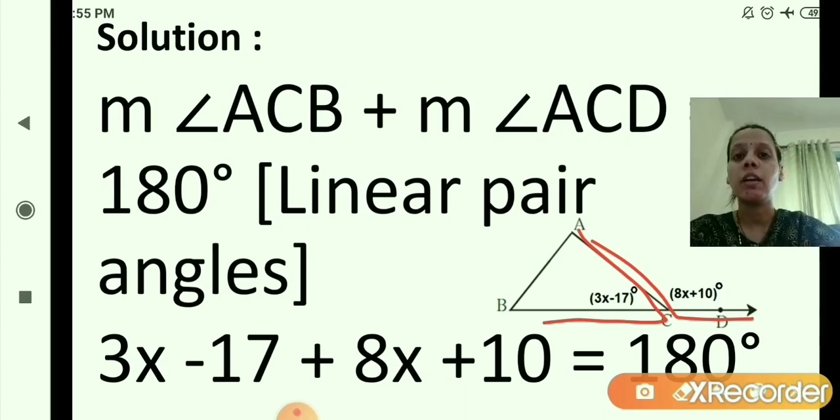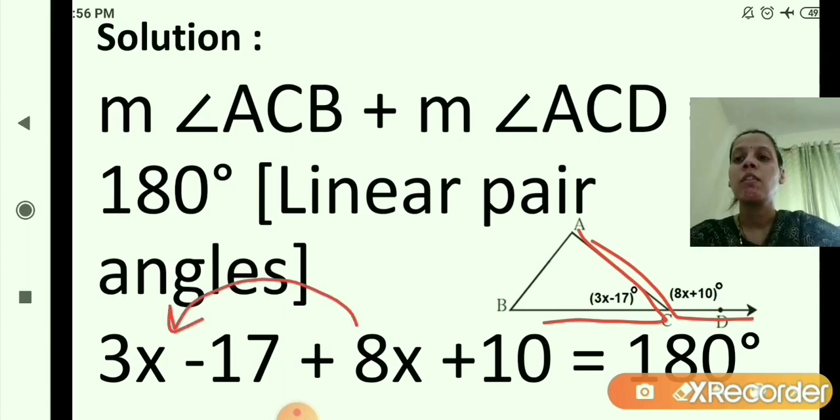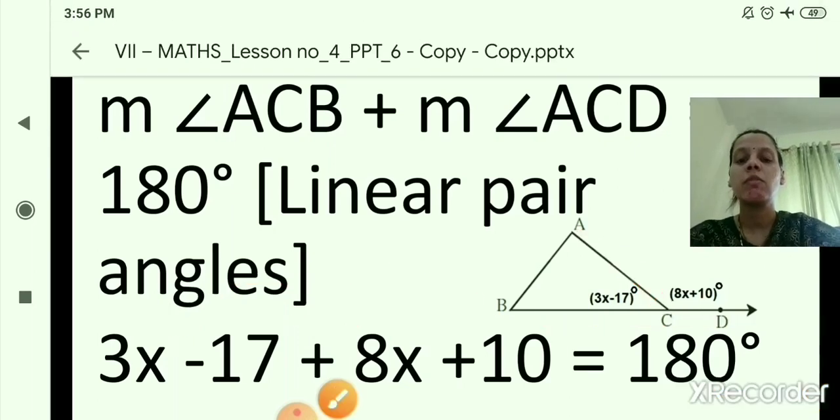Now, in the question, the measure of angle ACB is given, that is 3x minus 17 degrees, and the measure of angle ACD is given, that is 8x plus 10 degrees. Now we will put the values: 3x minus 17 plus 8x plus 10 is equal to 180 degrees. On the right-hand side we will write 180 degrees as it is. In the next step, 8x will go here with 3x, and minus 17 will be written with plus 10.